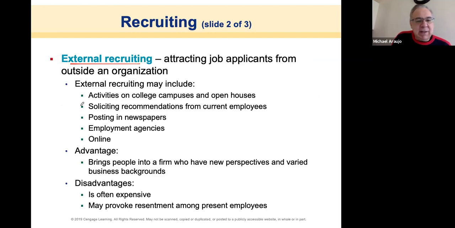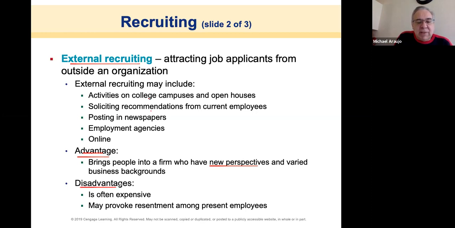And they can really run the gamut: open house, college campus recruitments, recommendations from current employees, posting it in job boards, employment agencies, etc. One of the biggest advantages is you do get that new perspective from folks who are not part of the firm. Maybe they've worked for competitors and they have an understanding of how that works and can bring that to your company as an advantage, right?